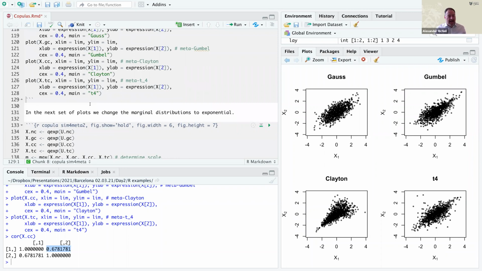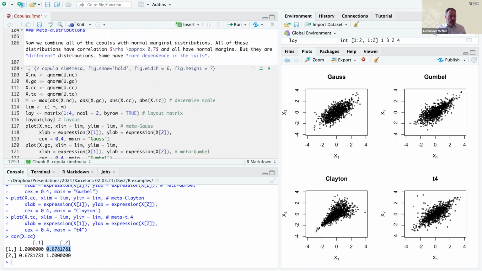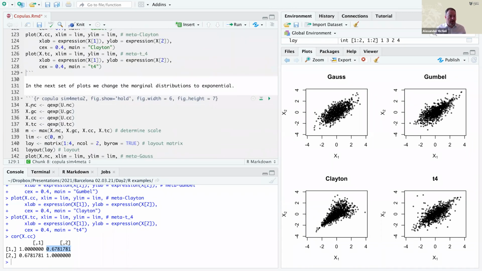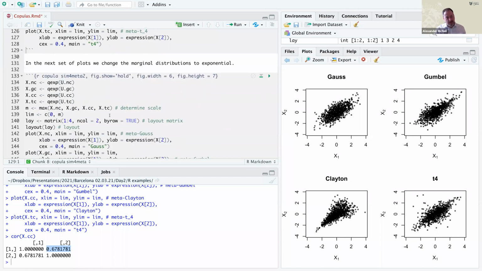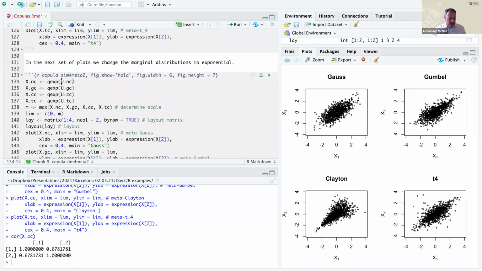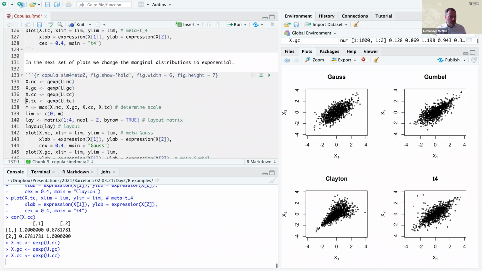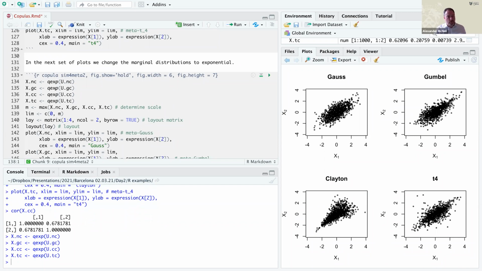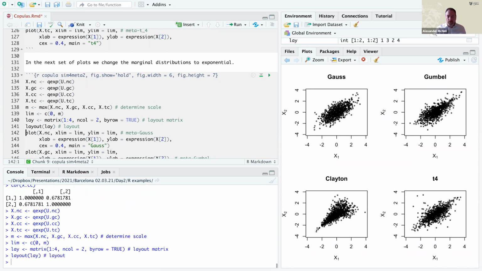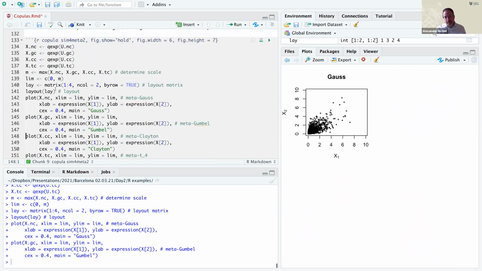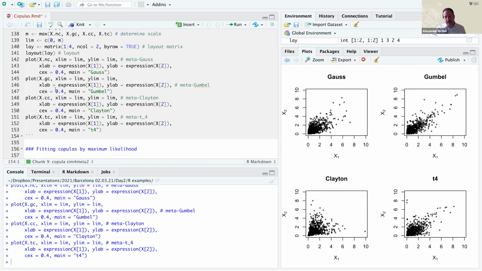Now, I don't have to choose a normal margin. Of course, I could take the copulas and I could take a different margin. So in the next set of code, I'm going to use QExp. What I'm doing here is I'm taking the normal copula data, but I'm making it exponential. And I'm going to do the same thing for the other 4. Line 138 just finds an appropriate scale so that the plots look nice. But here we go. Now I've put them on an exponential distribution.